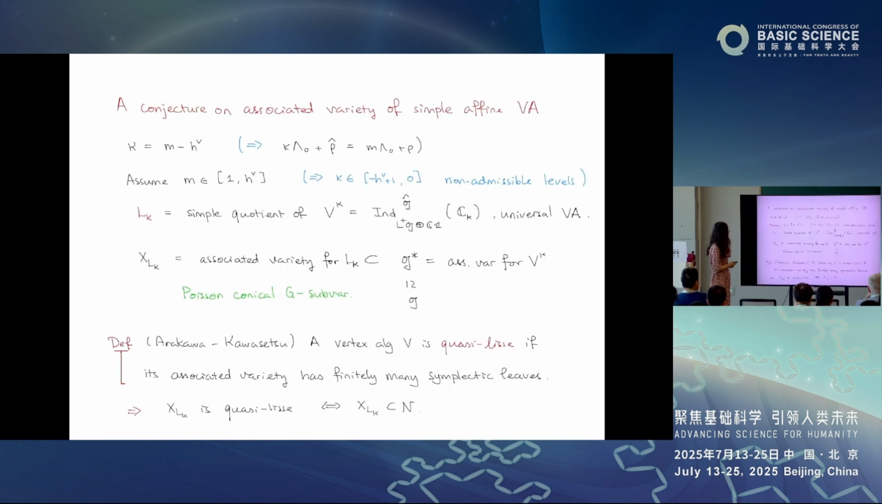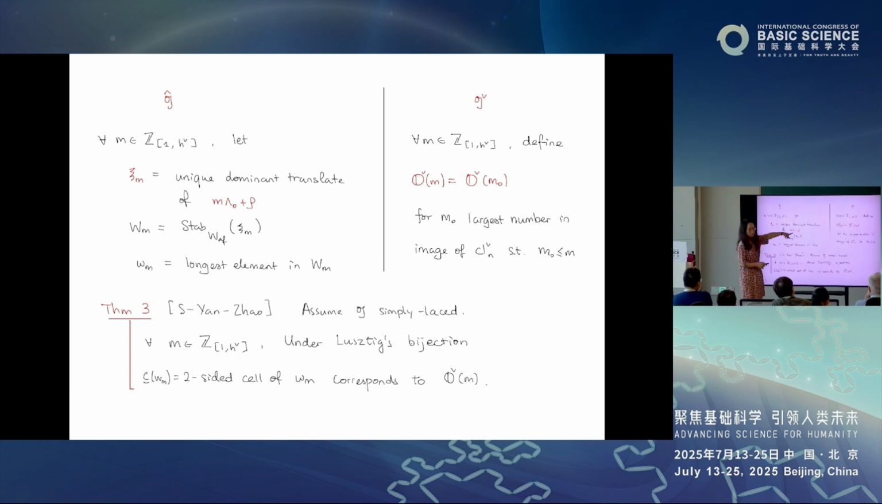If not, I will move to associated varieties of affine vertex algebras. I think we had a nice introduction by Tomoyuki yesterday already, but we'll consider a very particular class. You take a level, and I still work with this affine algebra G hat I had before, and I fix the level to be m minus h check. This means if I consider a weight at level kappa, then its affine rho hat shift is m lambda 0 plus rho. This is just to remind you of the way I was looking at it here.